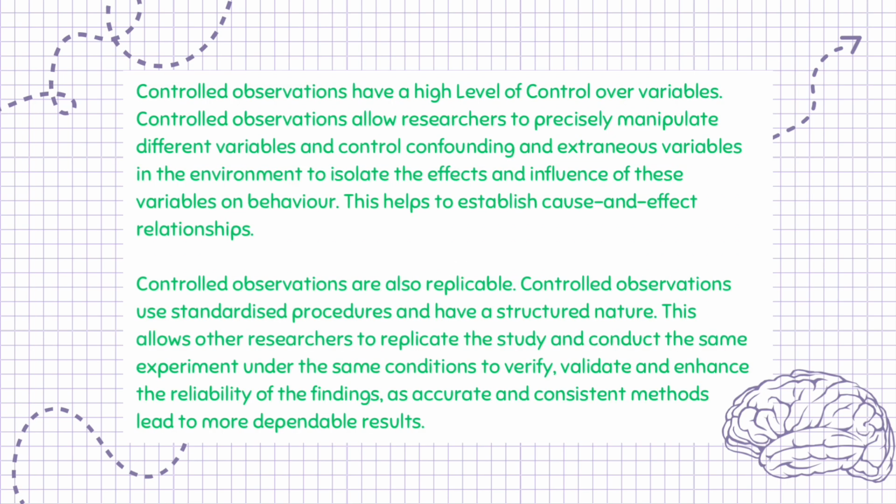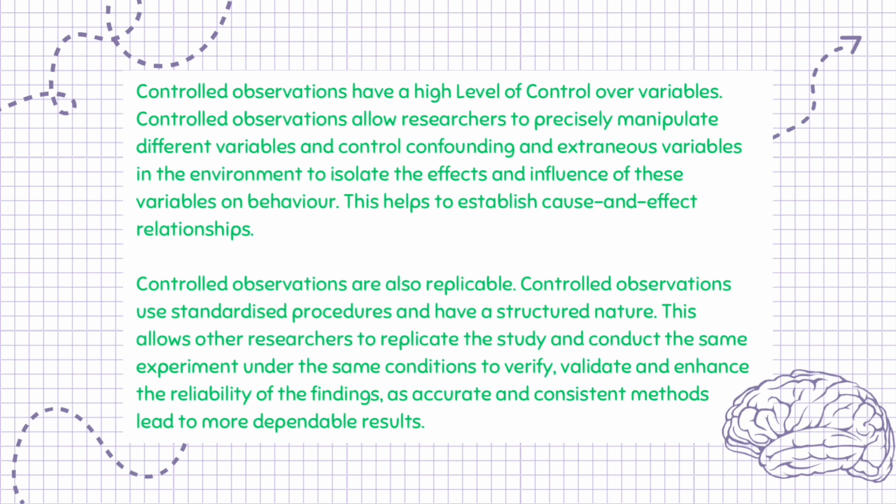Controlled observations have a high level of control over variables. Controlled observations allow researchers to precisely manipulate different variables and control confounding and extraneous variables in the environment to isolate the effects and influence of these variables on behavior. This helps to establish cause and effect relationships.